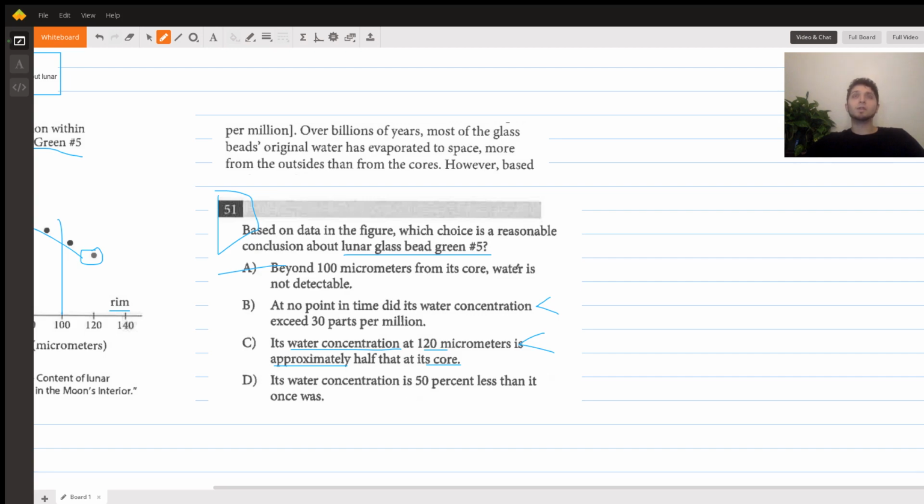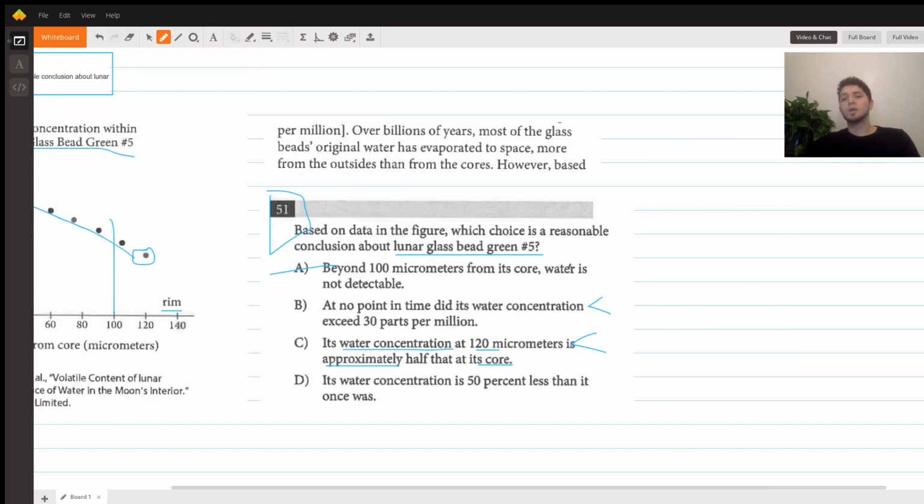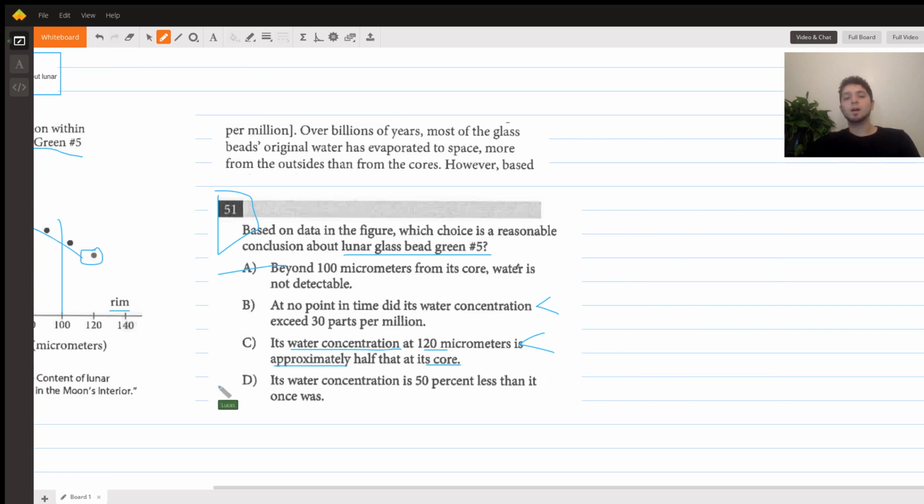So we have to understand what it's talking about here. What it seems to be saying is that the entire bead itself, the water concentration over time has changed. So the total water concentration in the entire bead used to have a certain amount of water, and then over time that changed, and now we're at 50% less than what it once was. Maybe this is true, and maybe this is an interesting claim. The problem is that the figure itself doesn't measure change over time. It only measures a single instance where they measured the water concentration. So we have no way of knowing if it was 50% or 75% less than it used to be. So we get rid of that.